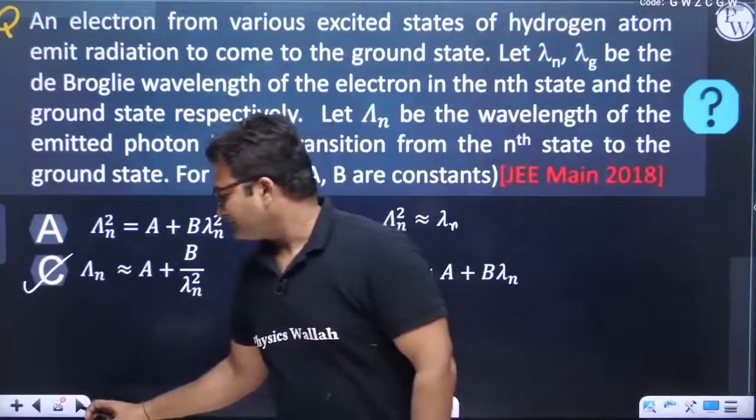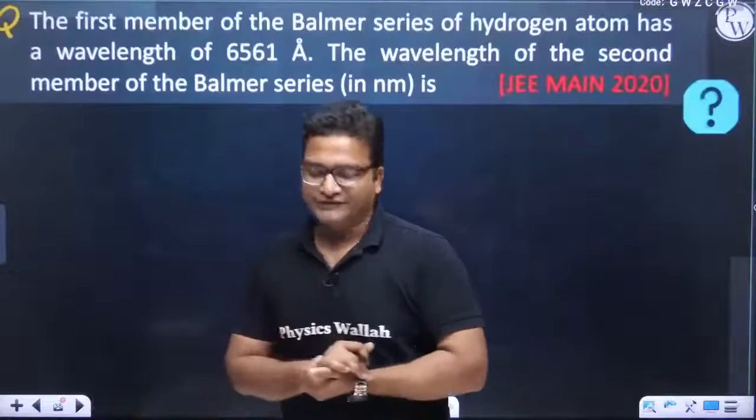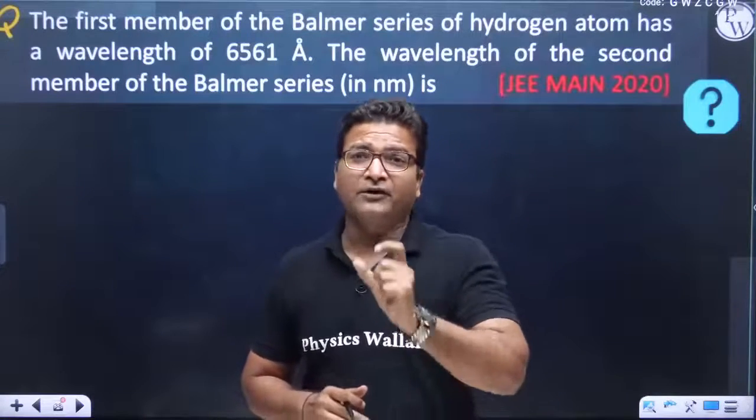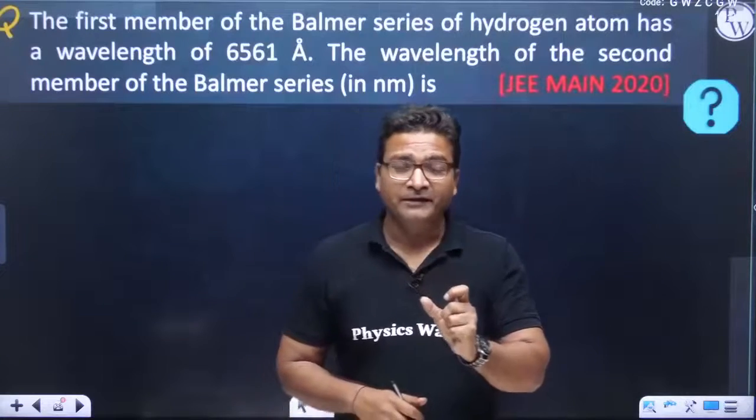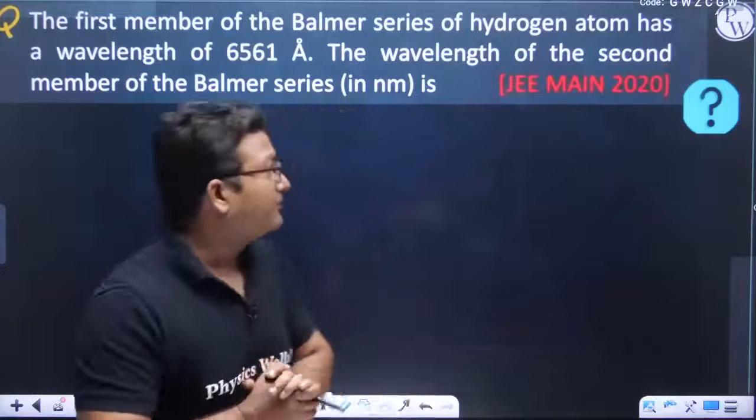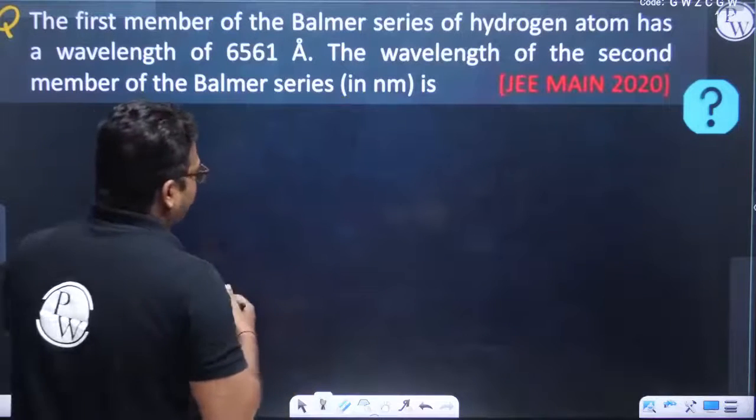Okay. Over to next question. In this question, we have the first member of Balmer series of hydrogen atom, and it has a wavelength of 6561 angstrom. Okay. So let me write the result.